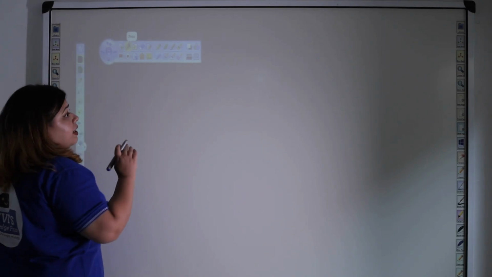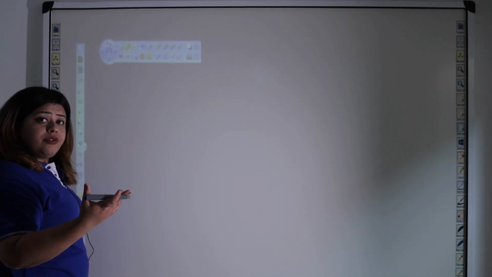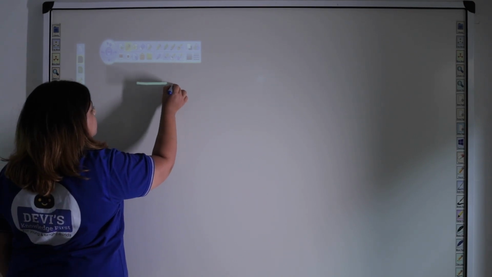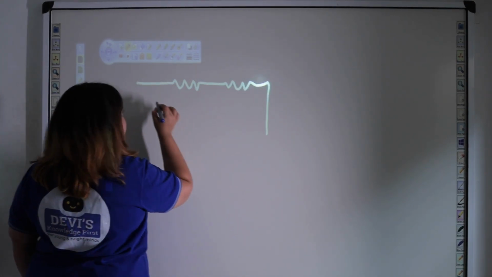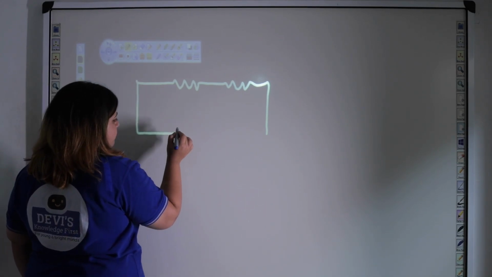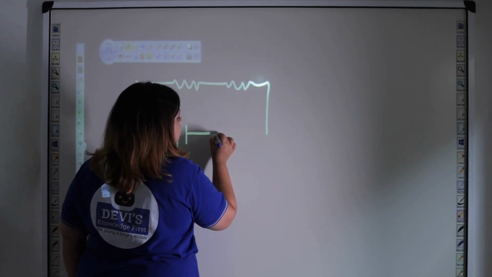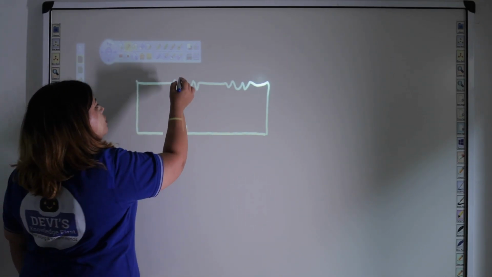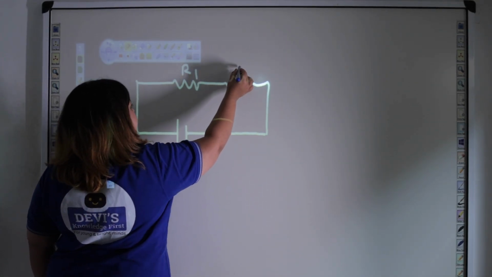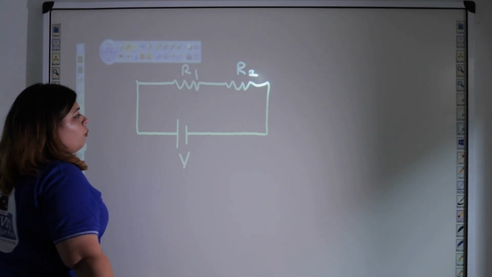Okay, now practically we've already seen it. Now let's prove it and let's see how exactly the formula is derived. I'm taking two resistances in series, battery, and I'm not taking a switch for now, but this is the circuit. So let's say this is our R1, this is our R2, this is your V.